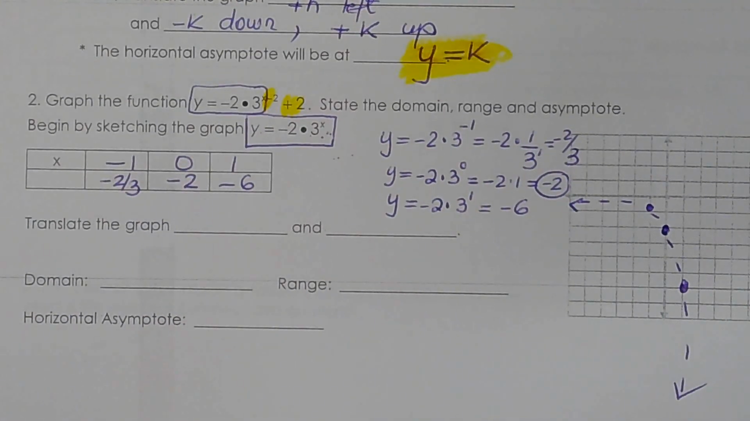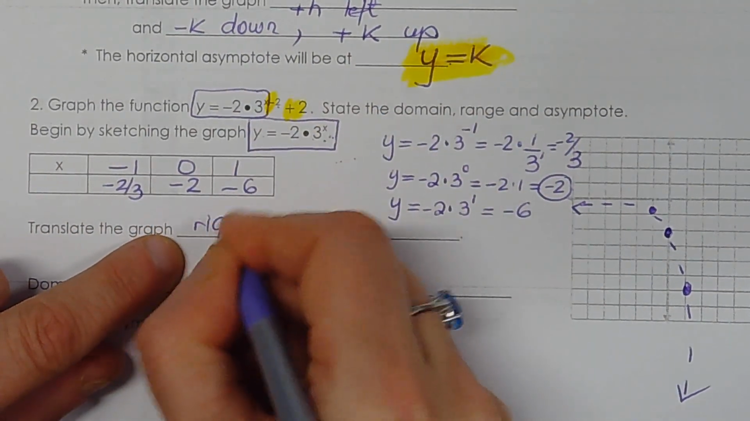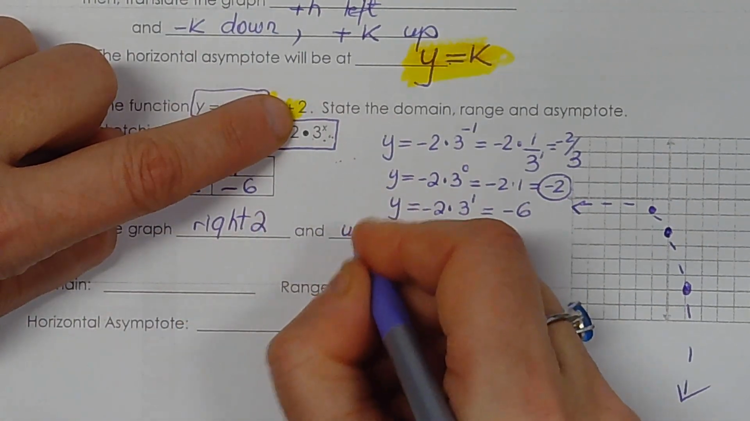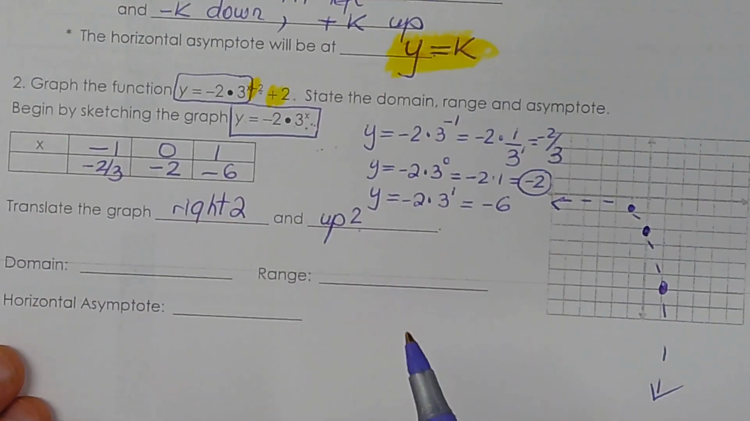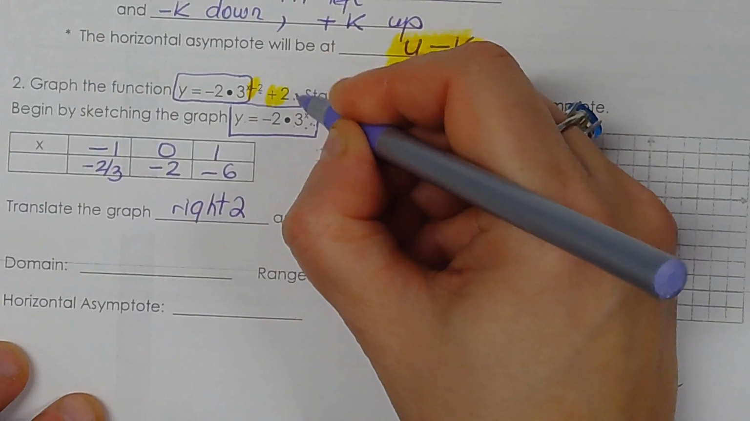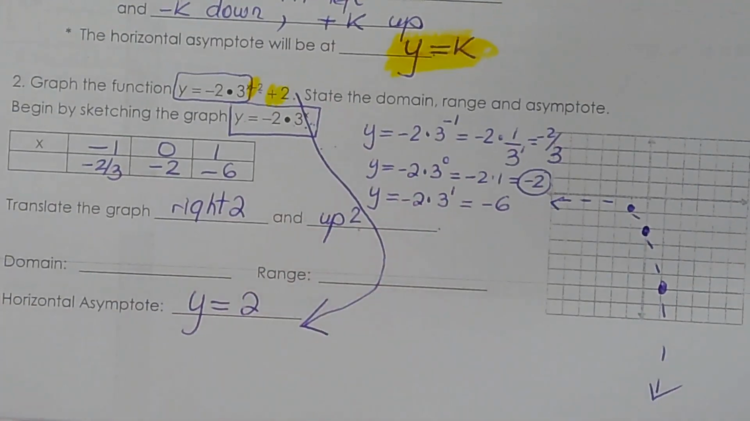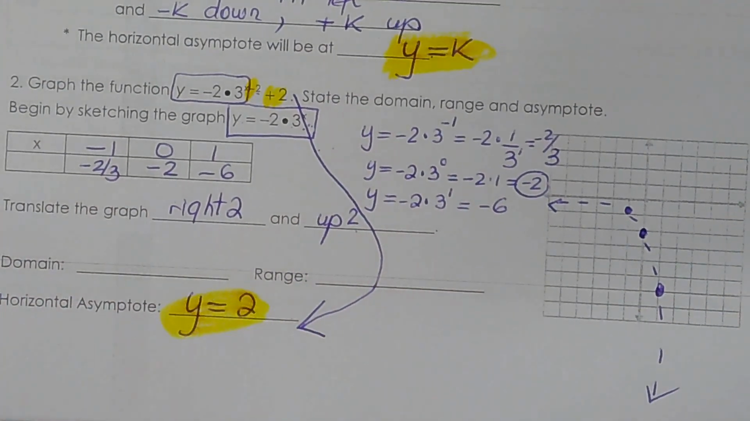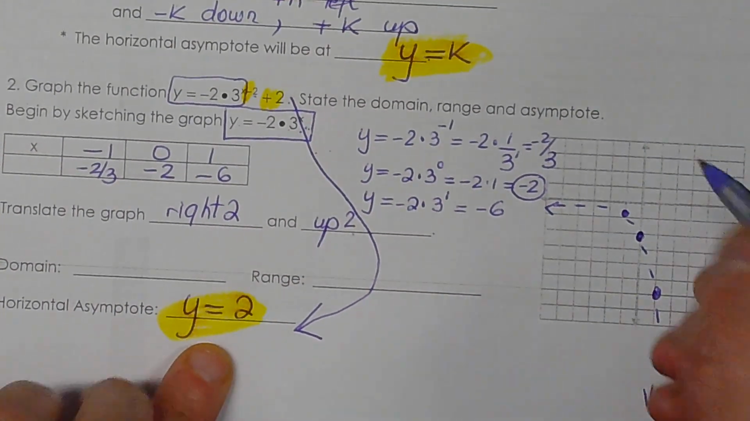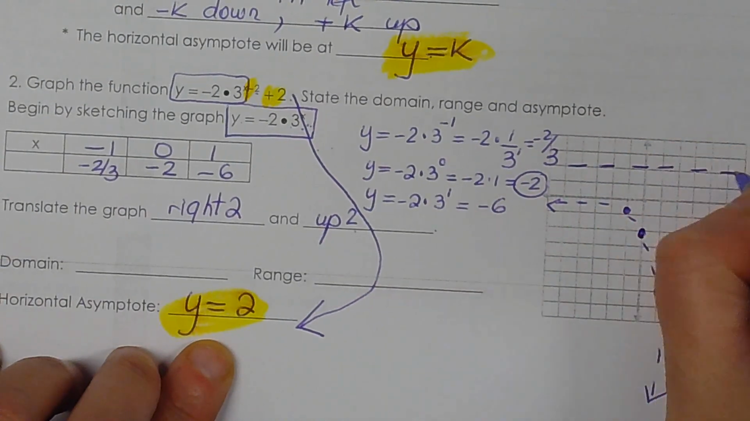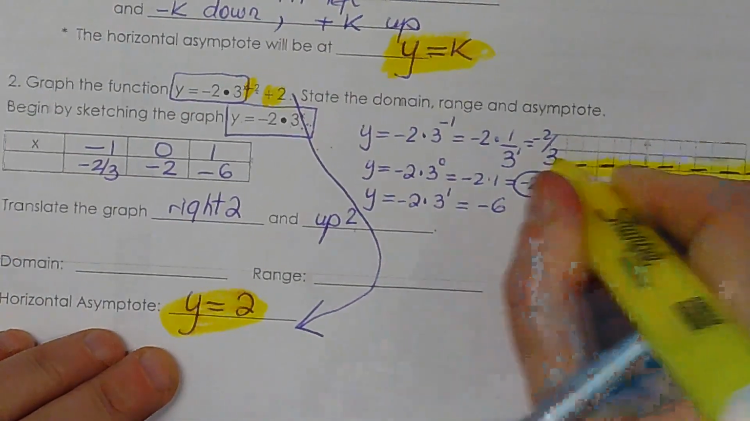Now, before you translate and take every point, remember, for h you go opposite of the sign, so right 2, and k is positive 2, so up 2. So right 2, up 2. Before you do that, I think you should first draw your horizontal asymptote, which is y equal to k, y equal to 2. So the translated graph will not cross this horizontal asymptote at y equal to 2. So go on y equal to 2. Graph your horizontal asymptote first.